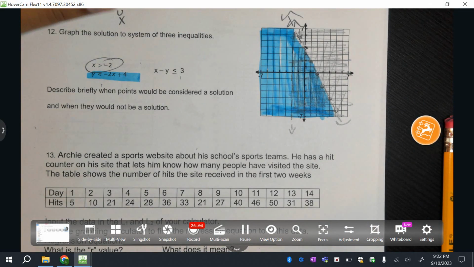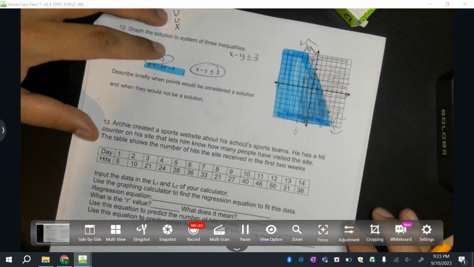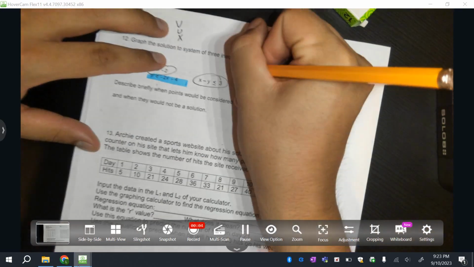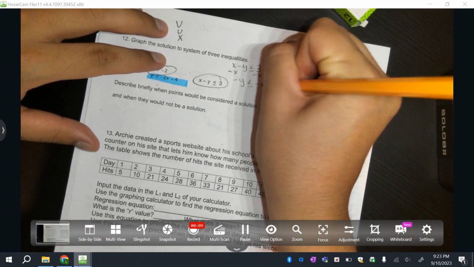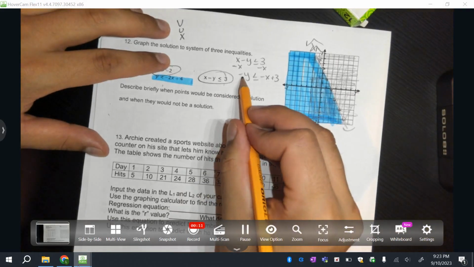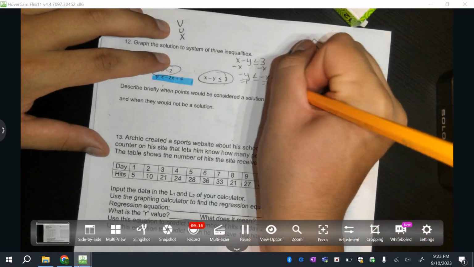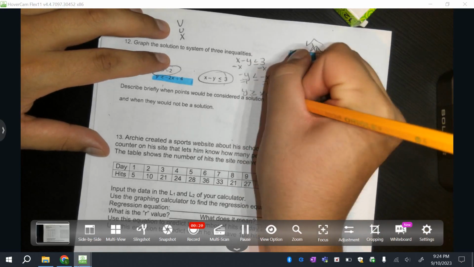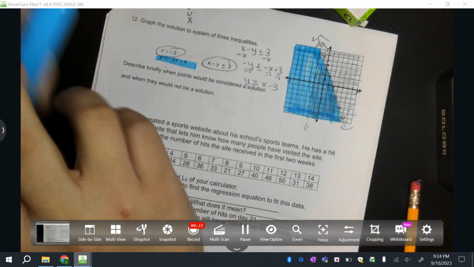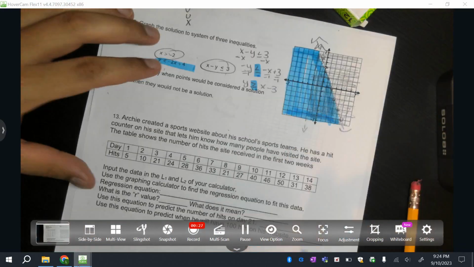And then for the next one, we got to put it in slope-intercept form. Alright, so again, we got to put this one in slope-intercept form. So we are going to subtract the x. And then since we are dividing by a negative value, it's going to flip the inequality. So this becomes y is greater than or equal to positive x minus 3. Alright, so we flipped due to the negative.